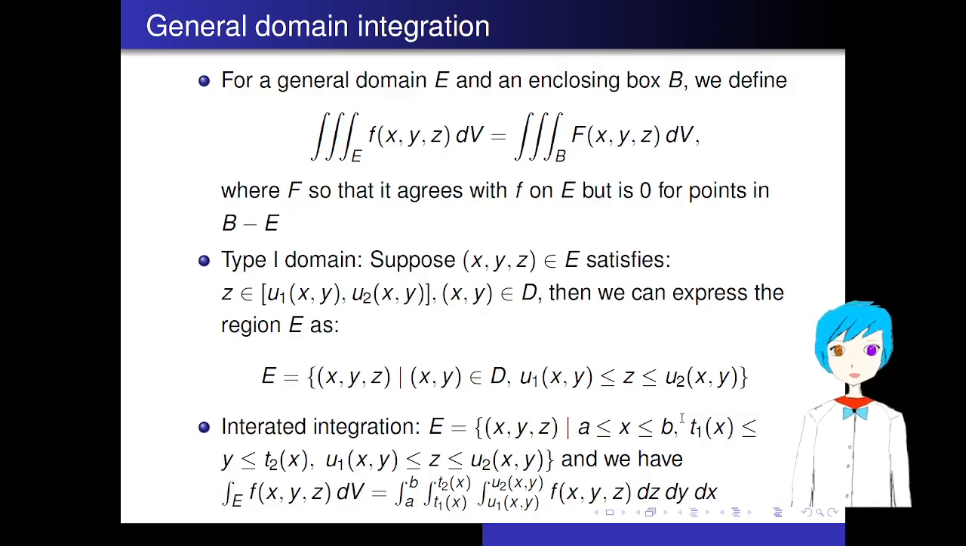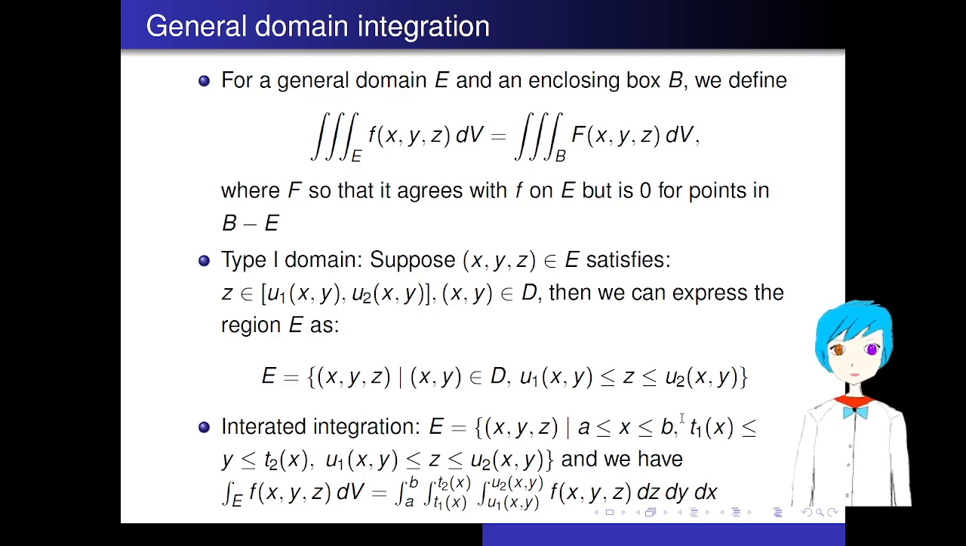So with this type 1 domain, we can convert. Here D is a type 1 domain in the plane. With the type 1 domain in space, we can calculate the iterated integration on E. So the triple integration of f on E, supposing f is continuous, is the iterated integration.